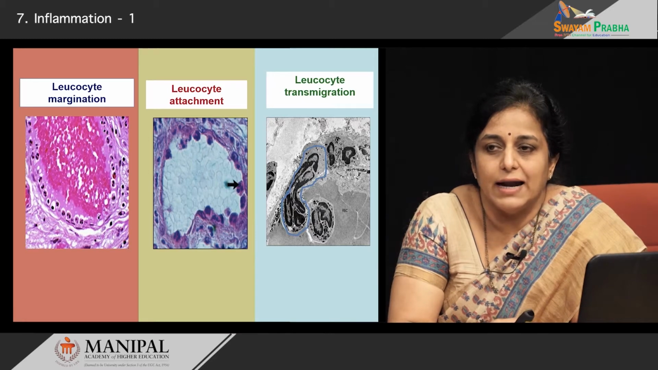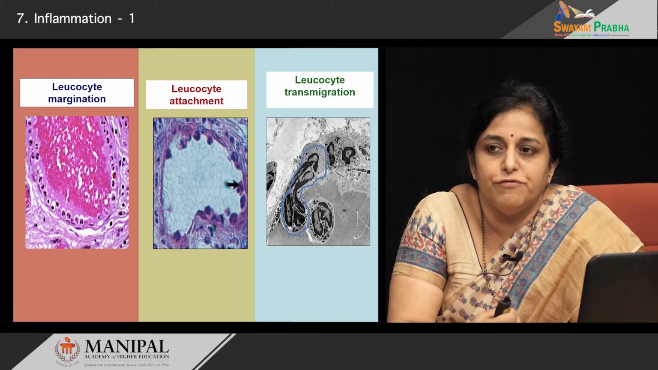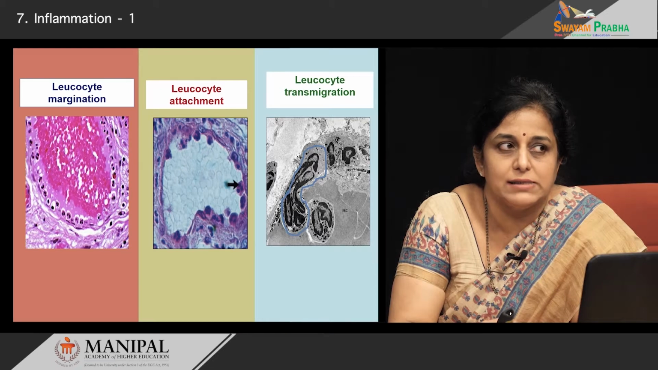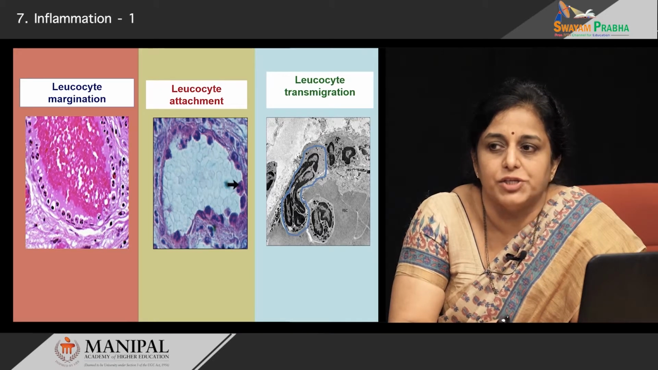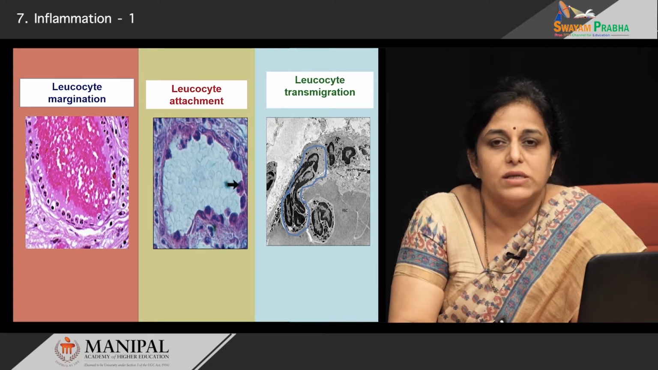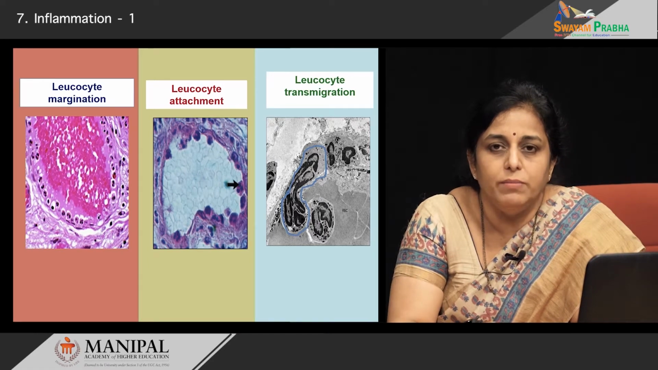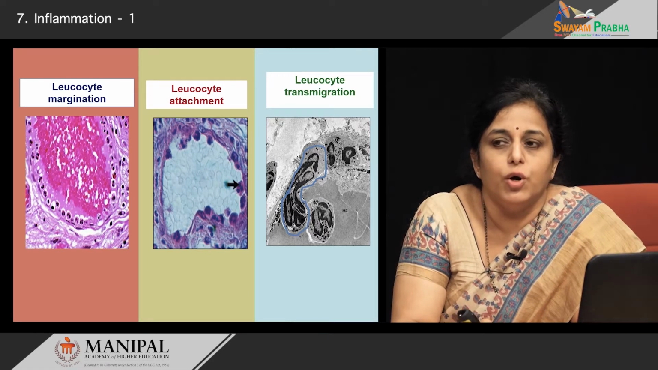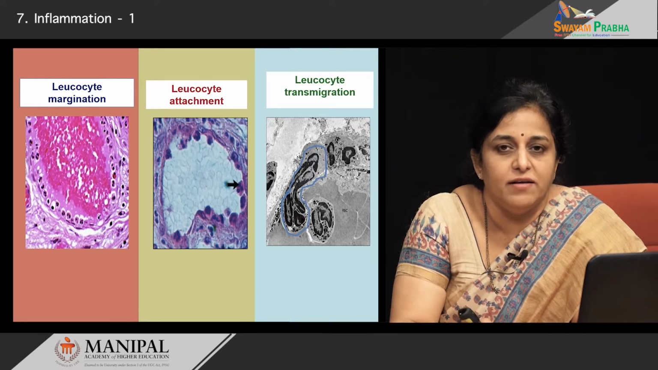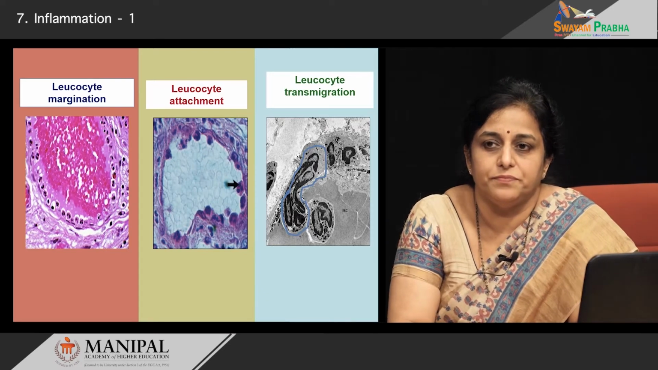Next, you can see there is an attachment where the leukocytes are firmly attached to the endothelial cells, which is called firm adhesion. The third picture is an electron microscopic picture, where you can see the leukocytes squeezing between the endothelial cells. They are extending their pseudopodia and trying to emigrate and reach the tissue where they are required to fight against the injurious agent.